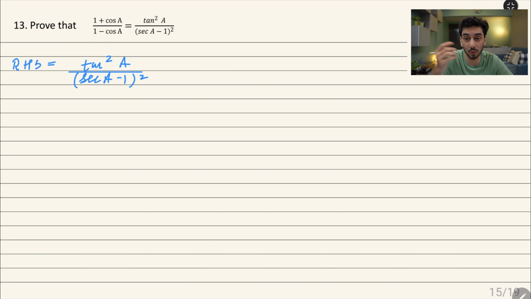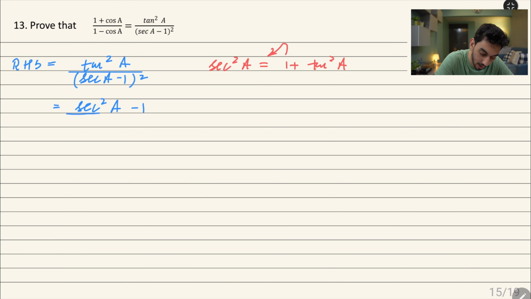Okay, the tan square A can be written as sec square A minus 1 because sec square A is equal to 1 plus tan square A. So if the 1 goes to the other side, it becomes negative 1. So instead of tan square A, we can write sec square A minus 1. So this becomes sec square A minus 1, and the denominator still remains as it is. So it is sec A minus 1 the whole square.